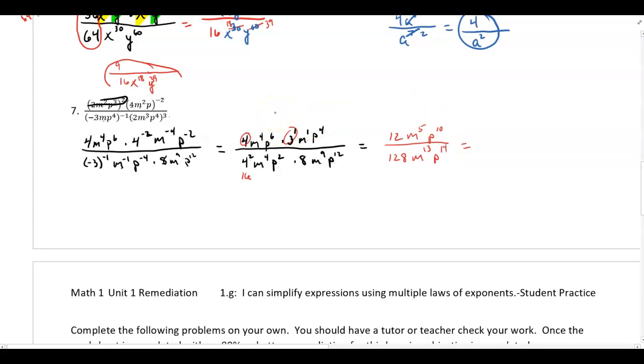Now, if I notice, I could reduce 12 over 128. And if I reduce that, I could divide both of these by 4. And when I do that, I would get 3 over 32. If I have 5 m's up top, 13 down below, take 5 off the top, 5 off the bottom, I have 8 left down below. P to the 10th, 10 p's cancel out. If I take 10 off the bottom, I get 4 left, p to the 4th.